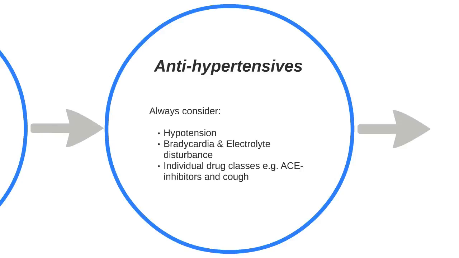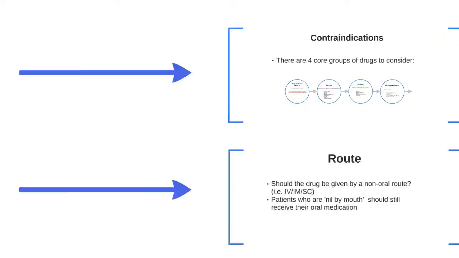Finally, we come to antihypertensives. If a patient is taking antihypertensives, then you should consider whether these are appropriate to continue. For example, you may wish to stop any antihypertensive agents in the presence of hypotension, bradycardia, or any electrolyte disturbance. An excellent example of this would be a patient with acute renal failure and an associated hyperkalemia who is taking an ACE inhibitor. Next is R, which stands for route.